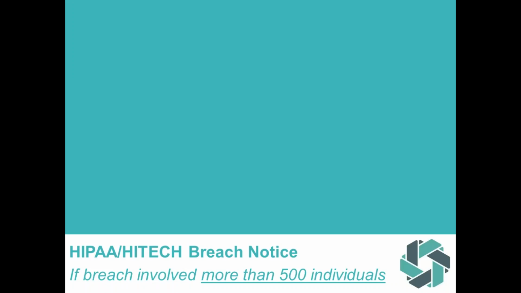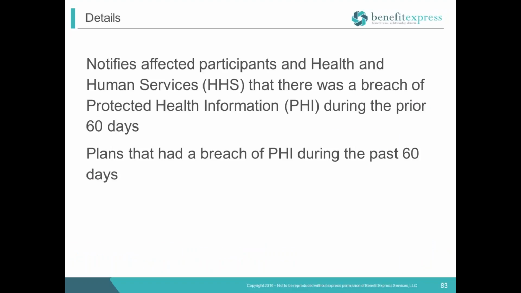Another is the HIPAA HITECH breach notice. There are two breach notices. One is where the breach involves 500 or more individuals. In that situation, you notify affected employees and HHS that there was a breach of protected health information during the prior 60 days. Plans that have a breach during the past 60 days.